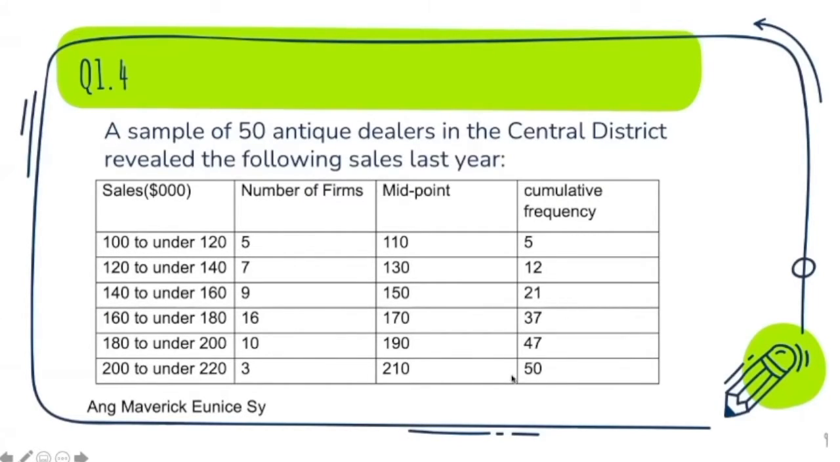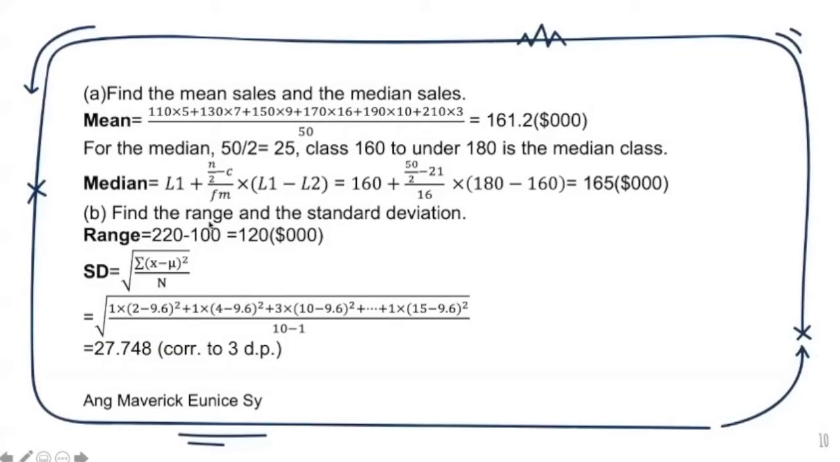And then for the median, since we can see there are 50 different kinds of firms, 50 divided by 2 is 25. So we can see that the 25th is in the class which is 160 to under 180. So we will calculate the median by this formula, and then we can get the answer 165.